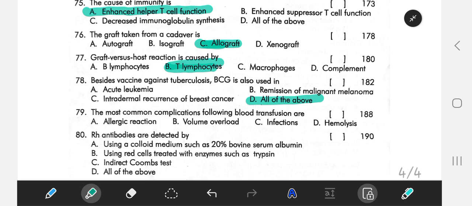79. The most common complication following blood transfusion is option A, allergic reaction, B, volume overload, C, infection, D, hemolysis. Infections. Answer will be C, infection. The most common complication following blood transfusion is infections.